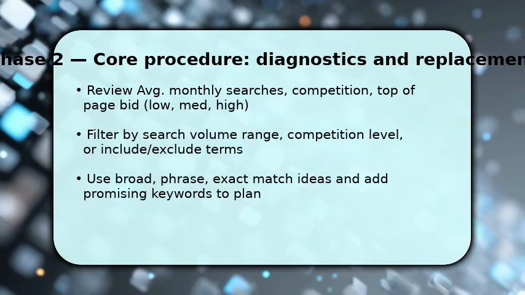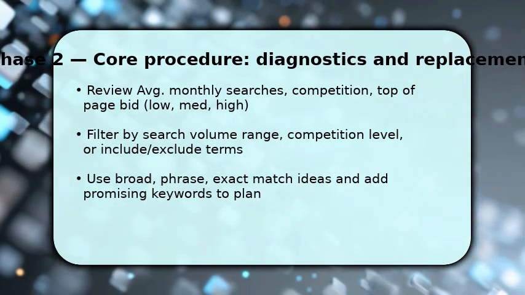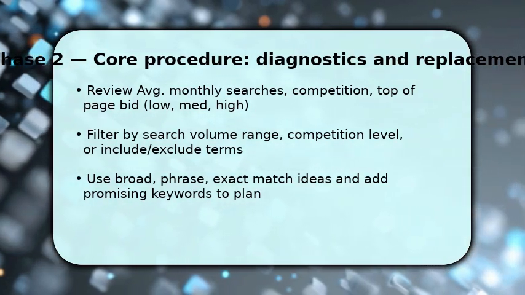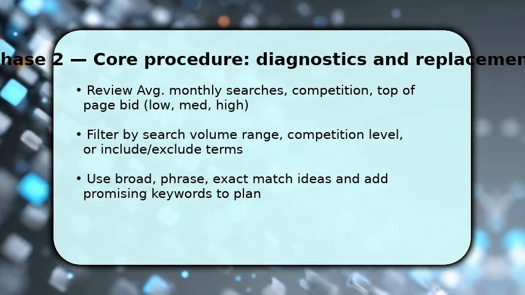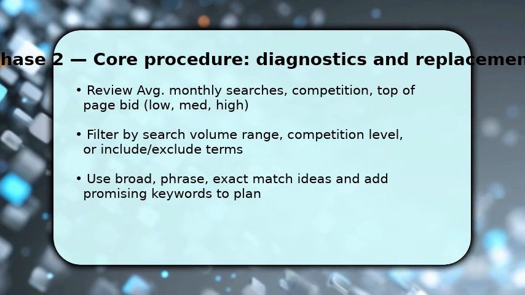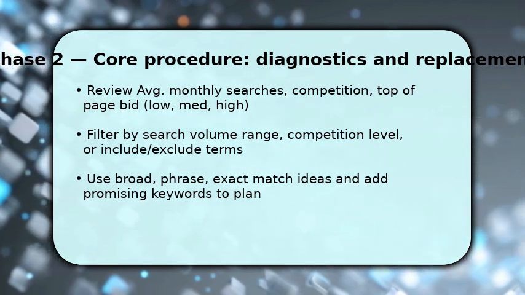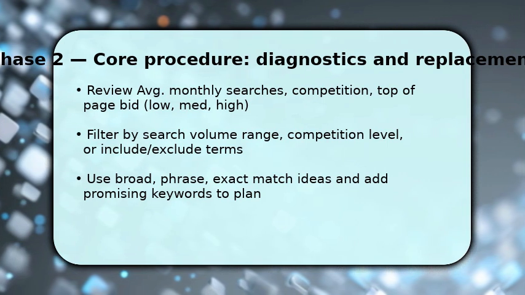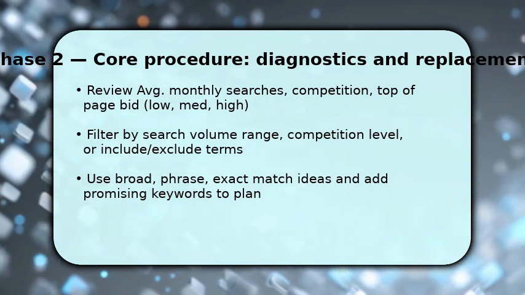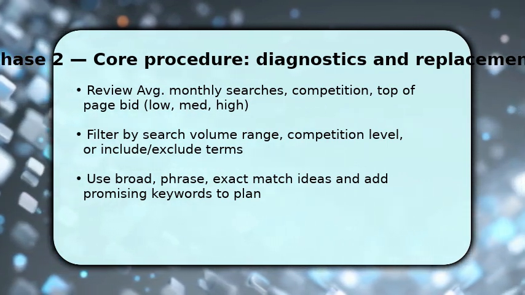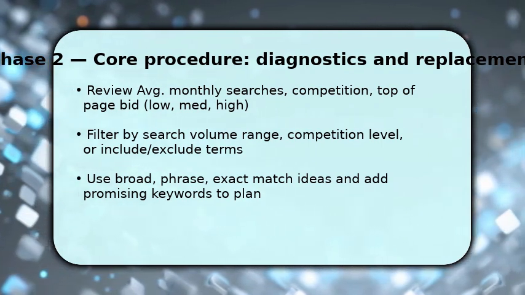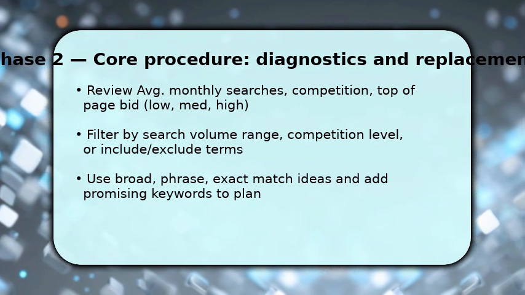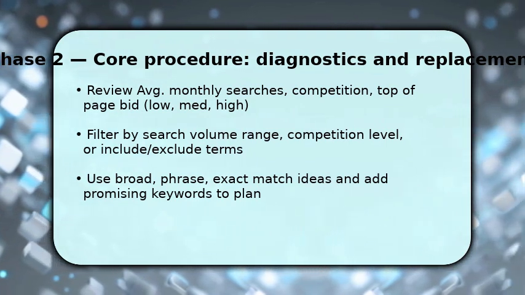Now you examine the metrics. Average monthly searches, competition, and top-of-page bid. These numbers tell you demand and cost. Once done, apply filters, narrow by search volume, competition, or include/exclude specific words, so results focus on viable targets. Compare broad versus phrase versus exact match ideas to understand intent differences. Add the most relevant keywords to your plan. This creates a shortlist you can export.